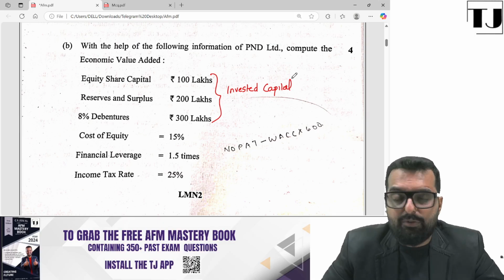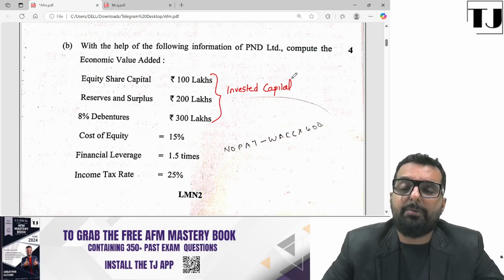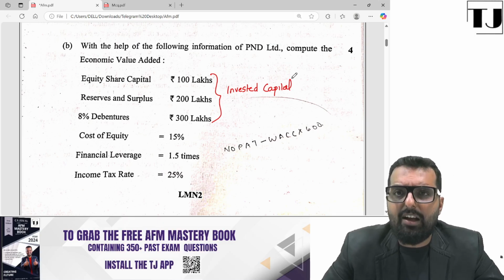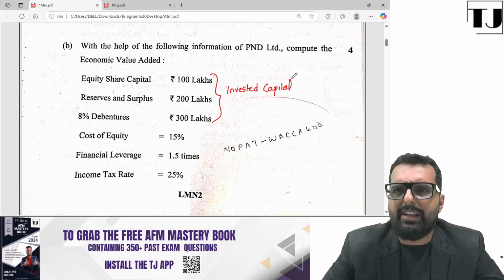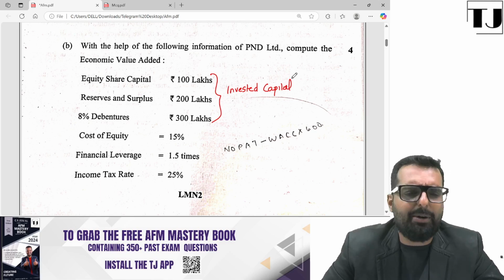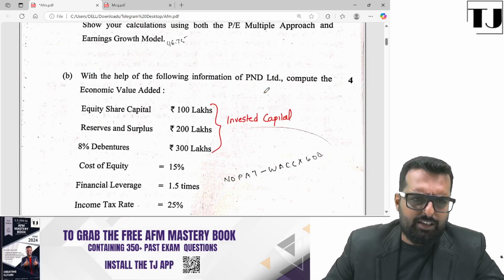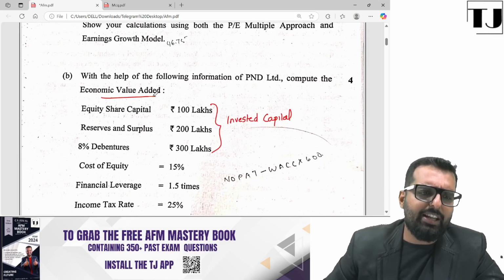Financial leverage is given. Friends, you would have learned financial leverage in your CA inter classes, but the same concept is used here also, so that you can go and use that data to find out your EBIT or EBT. Okay, financial leverage is nothing but EBIT divided by EBT. From that, you can work it out, and the tax rate is also given. From this data, they are asking you to calculate the economic value added.